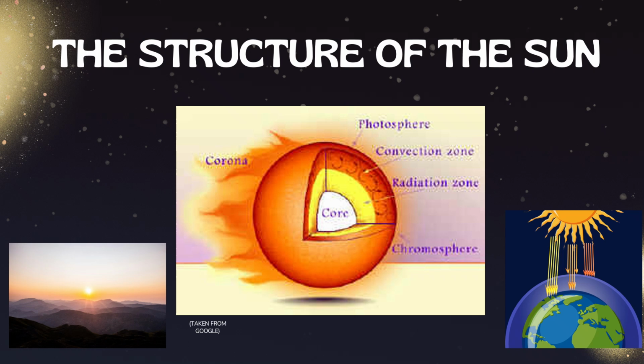In the radiative zone, energy slowly travels outward through a process called radiation. Next comes the convective zone. Here, hot plasma rises upward and the cooler plasma sinks downward, creating convection currents. The visible surface of the sun is called the photosphere. Above the photosphere is the chromosphere, and beyond the chromosphere lies the corona, which is the sun's outer atmosphere.